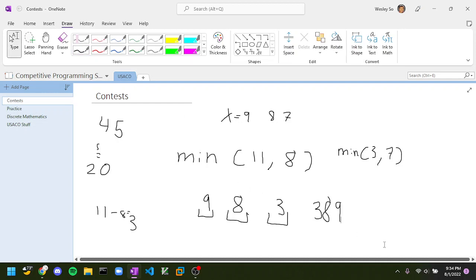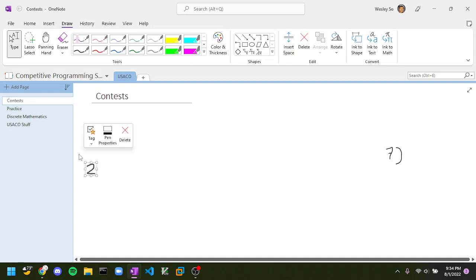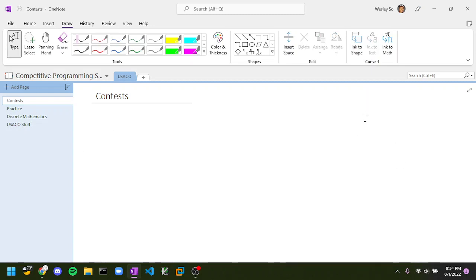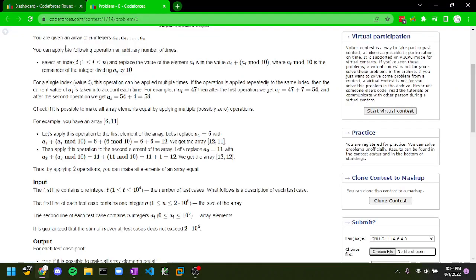So, okay, two things to notice. First off, oh yeah, I forgot to explain. The way to change the elements in the first place is to do a sub i plus a sub i mod 10. So if it were 6, then you do 6 plus 6 mod 10, and 6 mod 10 is just equal to 6, so that'd be 12. That's all you do.